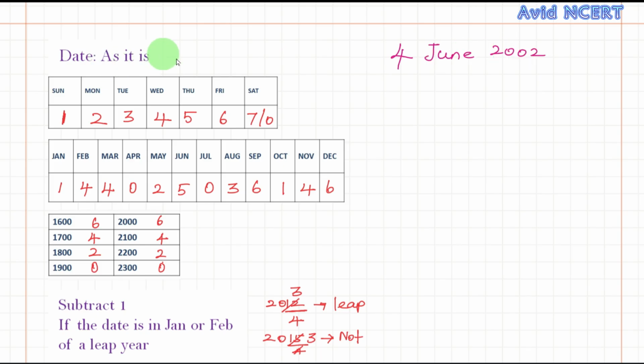Same way, first the date as it is. I'm taking it as 04 because everything is going to be 2 digits. Then June falls under code 5, so it's 05. And 2002 is going to fall under 2000, which is 6. And the last two digits, which is 02.